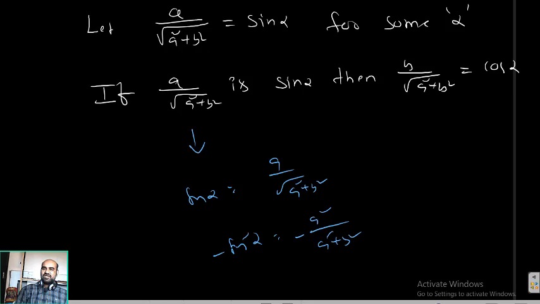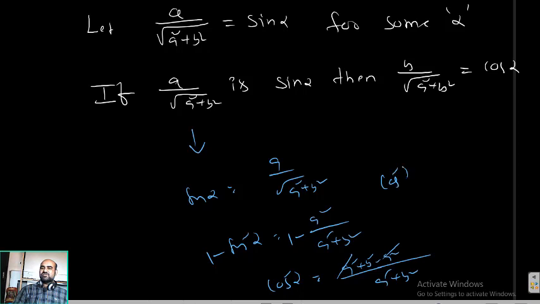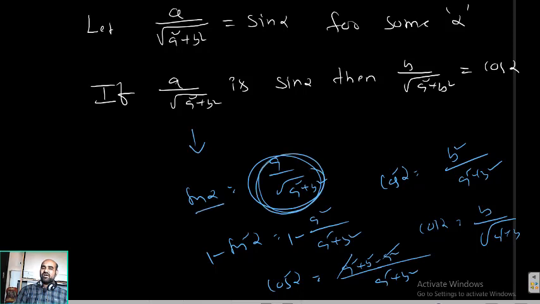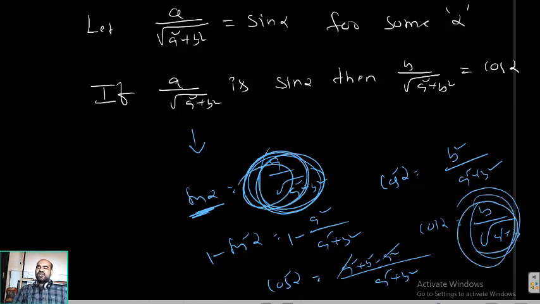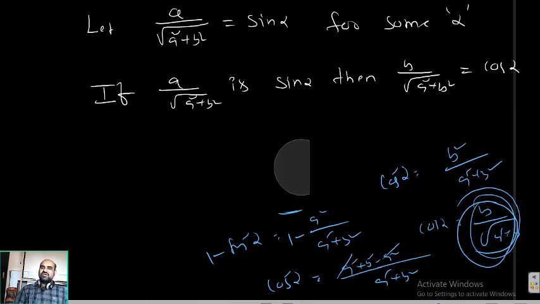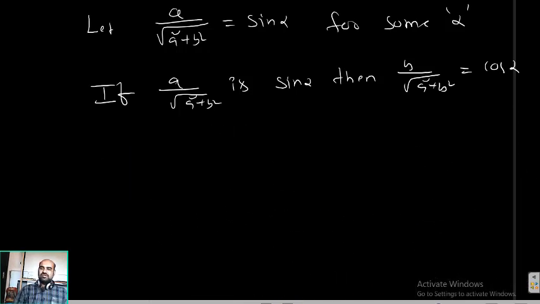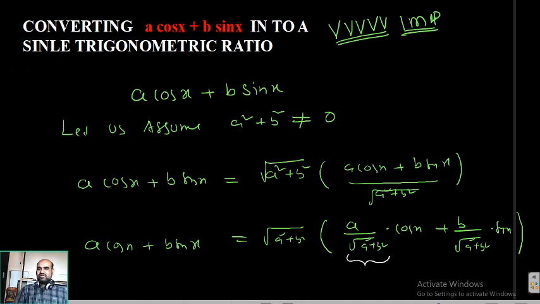So cos square alpha equals, taking the LCM a square plus b square, a square plus b square minus a square, the a square gets cancelled. Cos square alpha equals b square by a square plus b square, or in other words cos alpha equals b by root over a square plus b square. This means if this is taken as sin alpha, automatically we get b by root over a square plus b square as cos alpha, or if this is taken as cos alpha, automatically this becomes sin alpha. That is not a big problem for us. So call this 1.